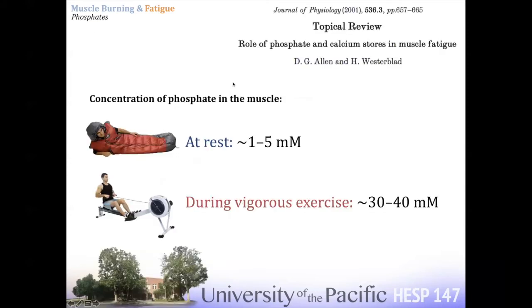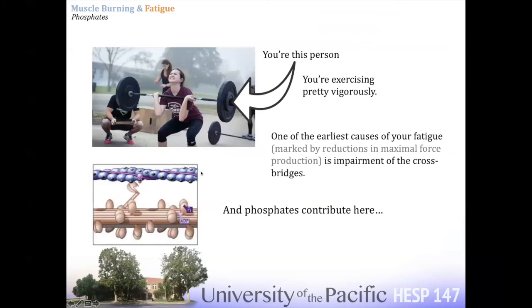Phosphates, we know what's going on with the phosphates, or at least we know a fair amount. Maybe there's more to it, but at rest, you know where the phosphates come from: ATP hydrolysis. At rest, you've got a few millimoles of these things. During vigorous exercise, maybe you get a tenfold increase, something like that, as you're really going at it. But if you're lying in your snuggy sleeping bag, you're pretty low. This can build up quite a bit during vigorous exercise.